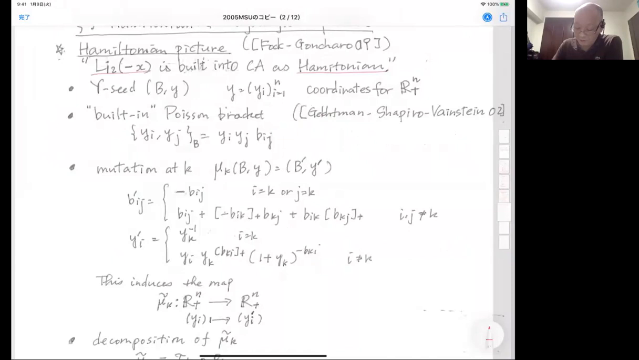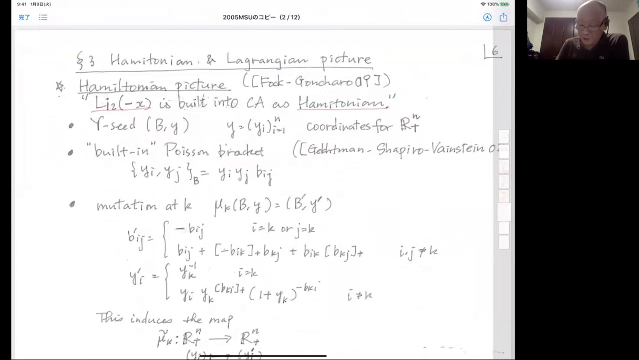So first of all, this Hamiltonian picture itself is explained by Fock and Goncharov quite clearly. So, shortly speaking, the Euler dilogarithm, especially this minus x, is built into classical algebra as a Hamiltonian, which I'm going to explain. So, our setting is the y seed, the same y, and this is a coordinate of positive real numbers.